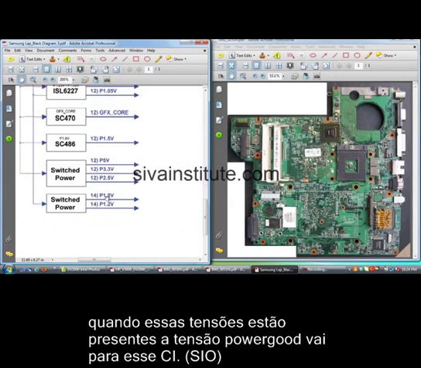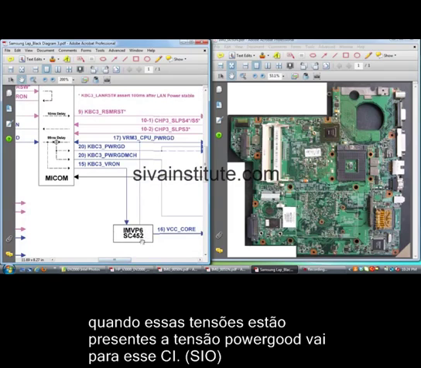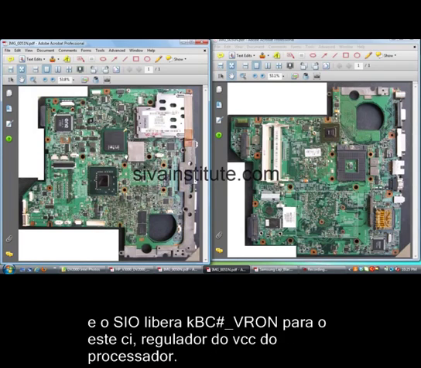This power good 13. After this, voltages release 1.8 volts and 1.2 volts, 14 and 15. See here, when all these voltage regulators are okay, this SIO controller releases VR on voltage to the CPU regulator IC. This voltage, when this power supply voltage is okay, power good voltage goes to this IC. This IC releases VR on voltage to the CPU regulator IC. This is the CPU regulator IC.